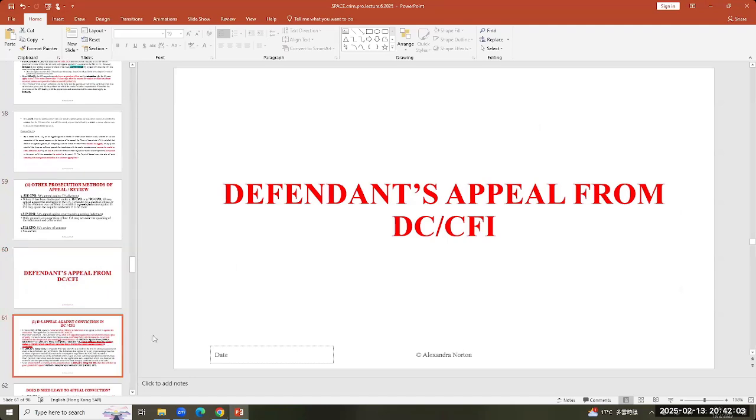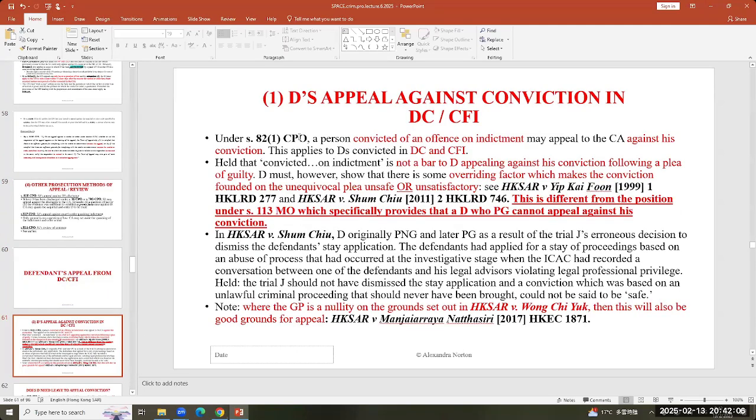What about the defendant, the right of appeal? Section 82 of the Criminal Procedure Ordinance, if he's convicted, he can appeal against his conviction in the district court or in the CFI. He can even appeal his conviction if he's originally pleaded guilty. Why? Because the language of Section 82 doesn't prevent him from doing it. Remember, the language of Section 113 specifically stated if he pleaded guilty, he couldn't appeal his conviction. But there's no similar language in Section 82. So he could, but he'd have to show his plea of guilty was unsafe or unsatisfactory.